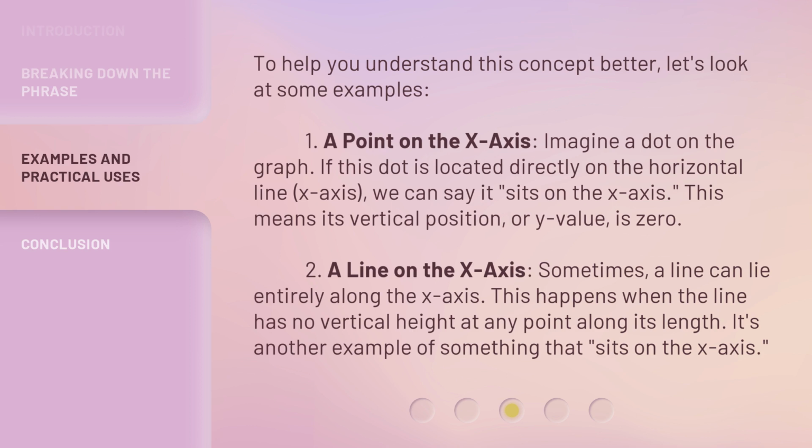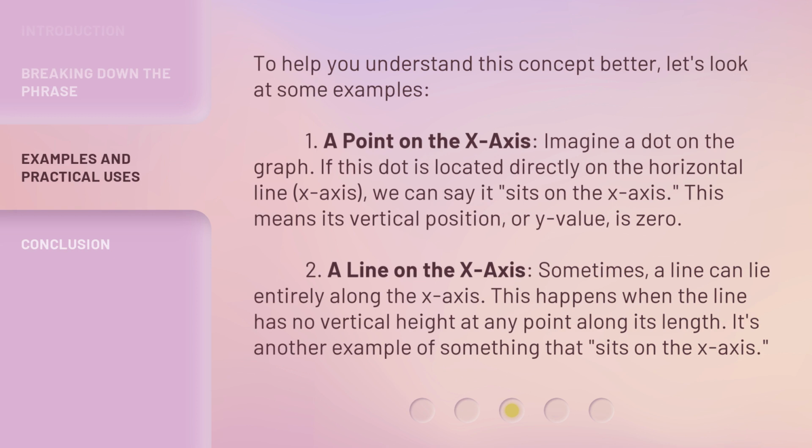1. A point on the x-axis. Imagine a dot on the graph. If this dot is located directly on the horizontal line, the x-axis, we can say it sits on the x-axis. This means its vertical position, or y value, is 0.